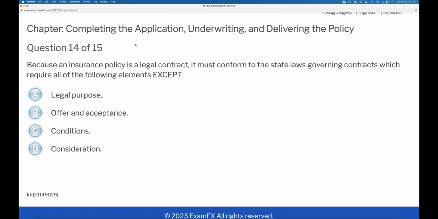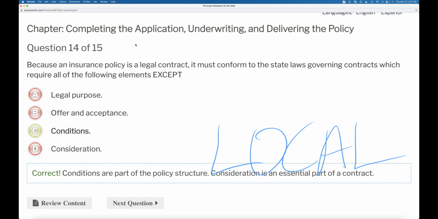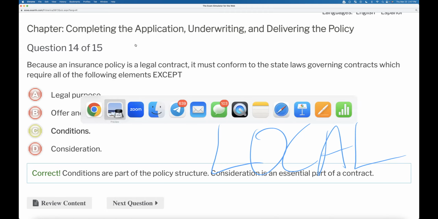Because an insurance policy is a legal contract, it must conform to the state law governing contracts, which require all of the following elements except. Oh, here it is. Look at it again. Over and over. It's a D. Oh, no. It's C. It is C. Yes. Good job.